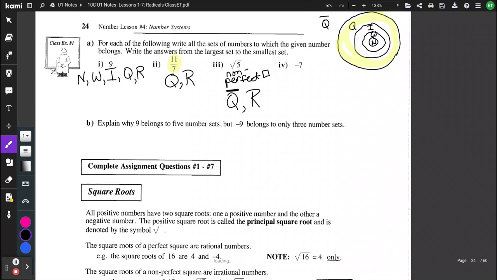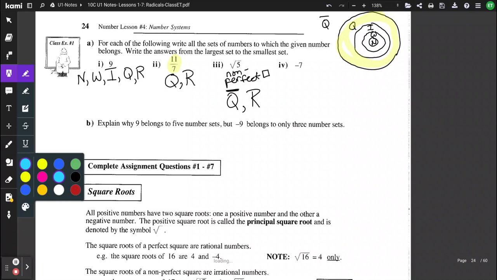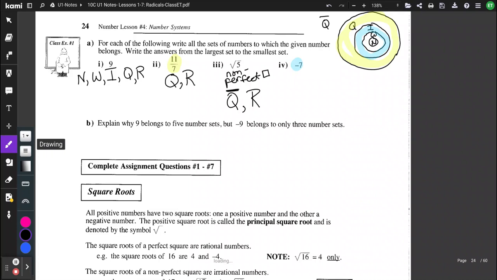Now, -7. Where is the only spot that I can find negatives to start with? Integers, good. So if I say that -7 is going to be an integer, he's going to fit into the bigger circles around him. So what else would he fit into if he's an integer? Rational. And the last one everybody's in? Real. Okay, so that guy would be in 3 number systems.